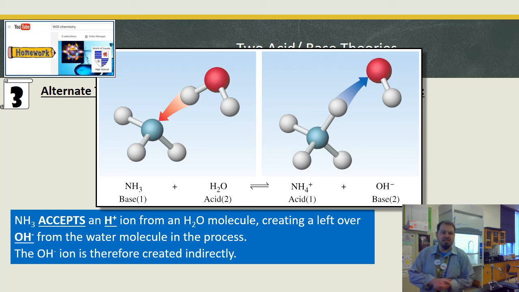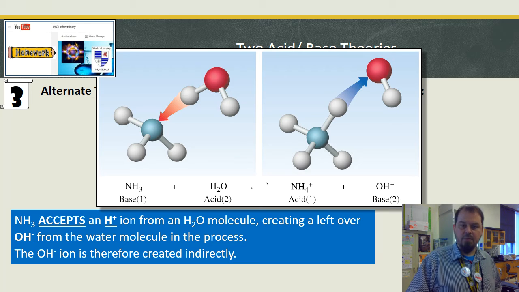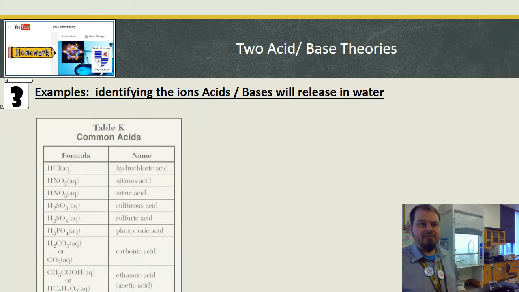So what it does is it accepts a hydrogen off of a water molecule, creating a leftover OH minus. That OH minus now makes it basic through its interaction with water. It doesn't produce it directly, it produces it indirectly. Okay? So, identifying acids and bases.